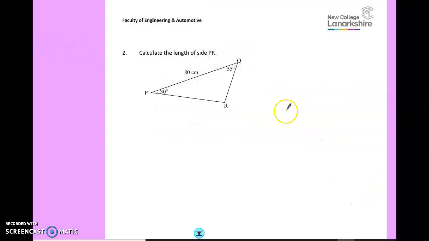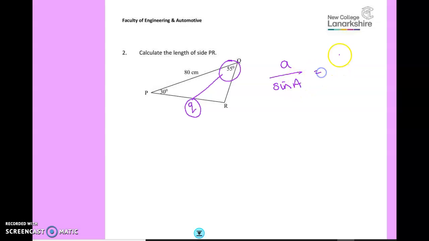So I want to calculate the side of PR. So I want to find this one here. Okay, again, we're looking for matching sides. That's the side I want to find. That's the angle it matches to. So that's my first matching pair. So a over sine A is equal to b over sine B.